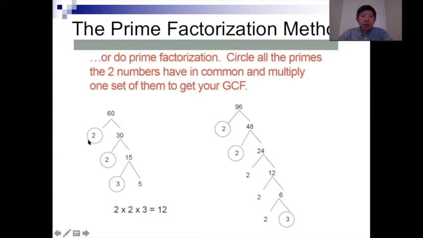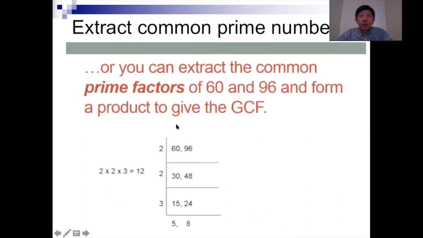So do you see 2 and 2, they have in common? Yes, 2 and 2 are common. Next is 3 and 3, they're common, right? So therefore, we take 2 times 2 times 3, which equals 12. So this is the GCF. So let's take a look at the next method.